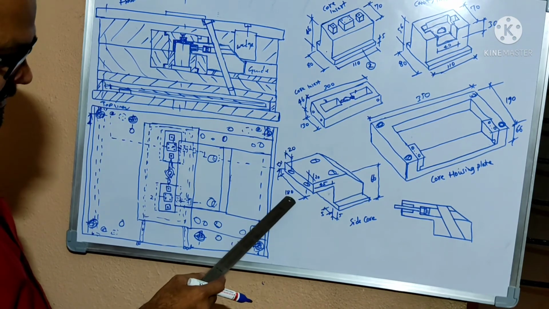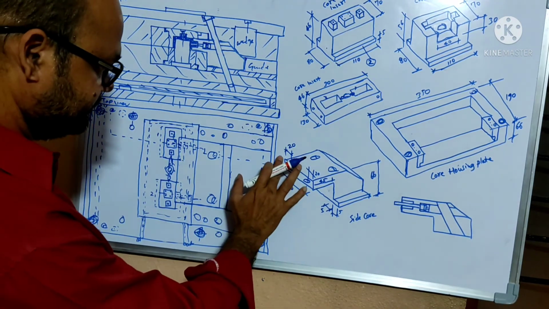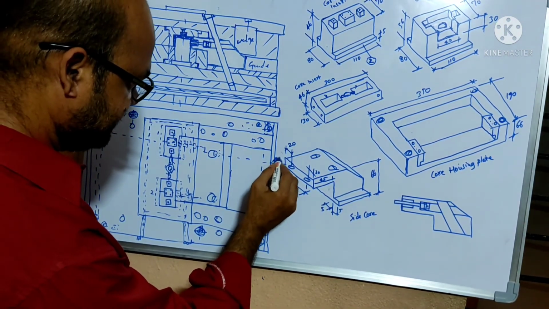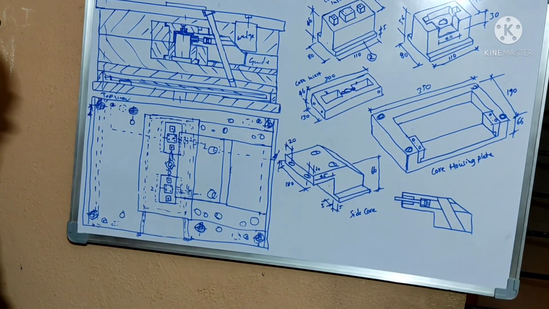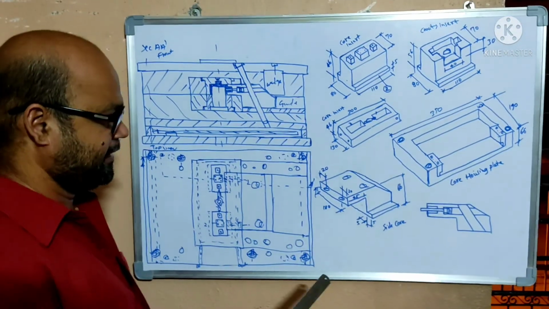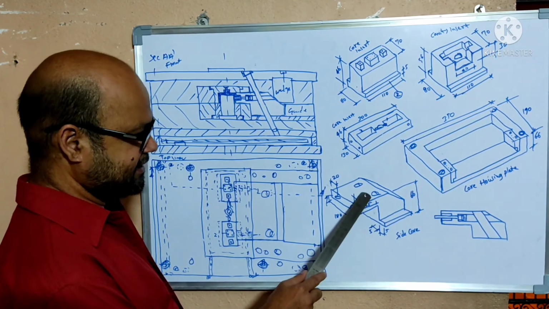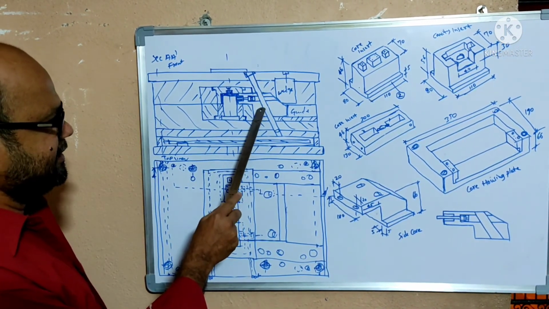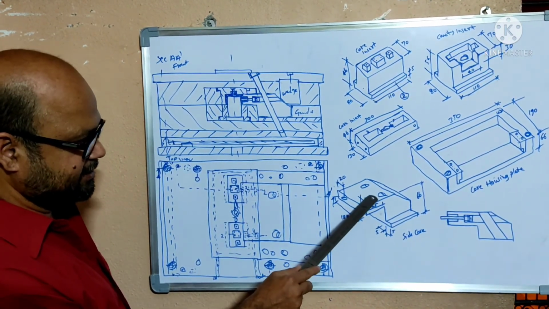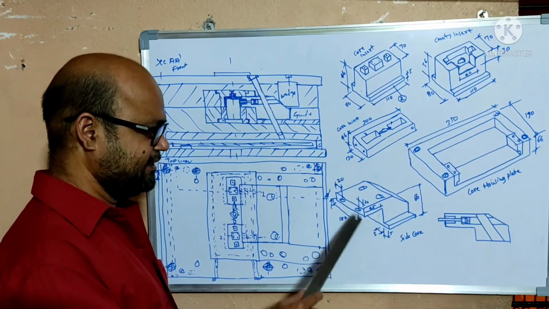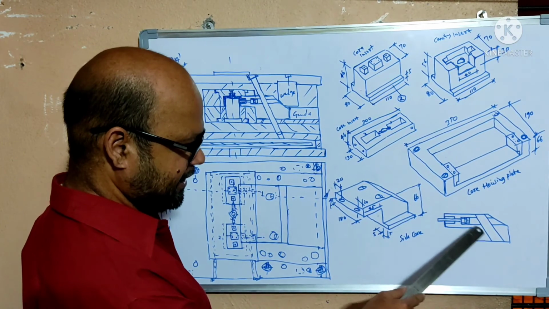I had also given the dimensions here: the width, the length, the height. I shown the isometric view of the side core. This is the side core, and this side core is in the front view. The same thing I shown here in the isometric view. I given the reference dimensions, and this section view also shown here.